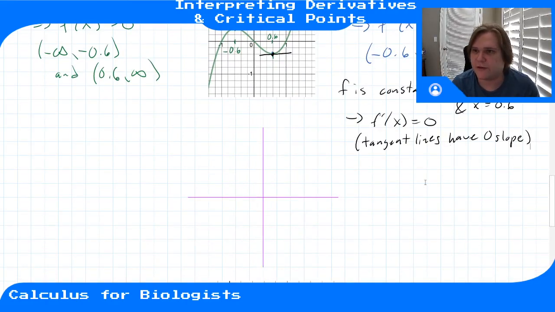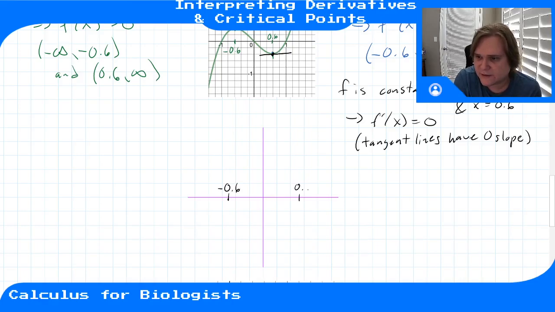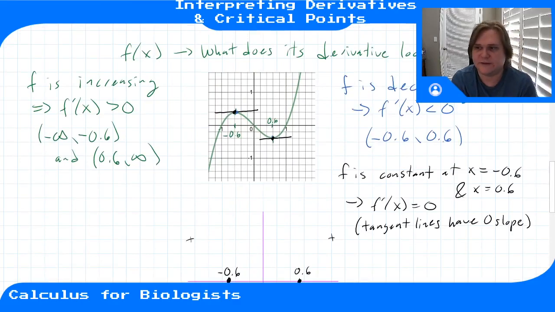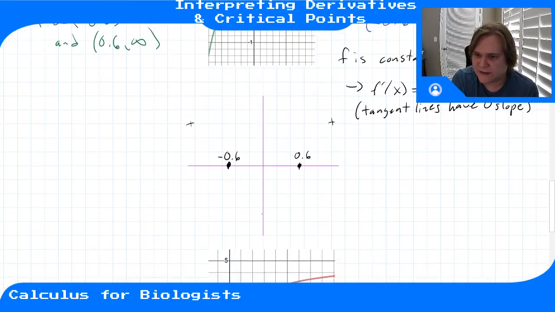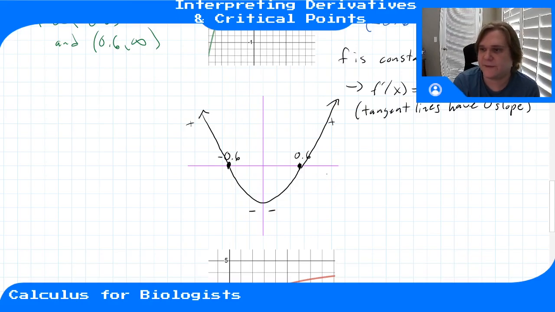So if we're trying to sketch what the derivative would look like without being too precise, we have critical points at negative 0.6 and 0.6. That is where our derivative will be 0. We know it is positive on the left and on the right, from negative infinity to negative 0.6, and 0.6 to infinity. And in the middle, between negative 0.6 and 0.6, f is decreasing, so the derivative is negative in the middle. So our function should look something like this: positive values, negative values, and then it has to turn around and go back to positive values. It's going to look something like an x squared graph, shifted down a bit.